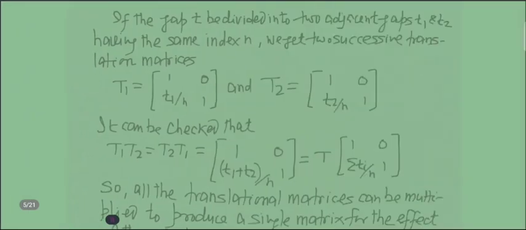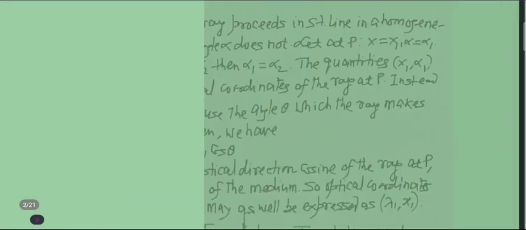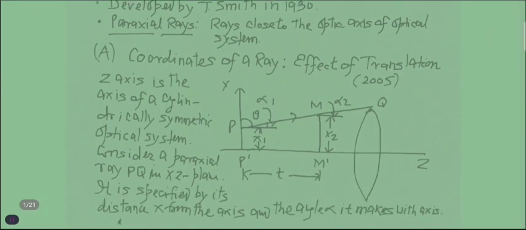If gap T is divided into two adjacent gaps T1 and T2 having the same index n, again the refractive index has been taken as the same, which is equal to n, we get two successive translation matrices, okay. The only thing is that instead of this T, I have T1 everywhere in my expression, and this is your T2. So instead of this T, we will have T2 over here, because this is a similar case. From here the ray will start, okay.